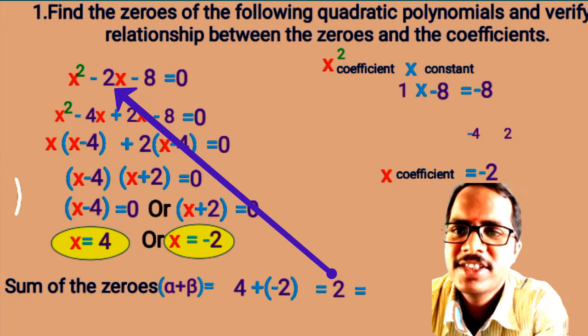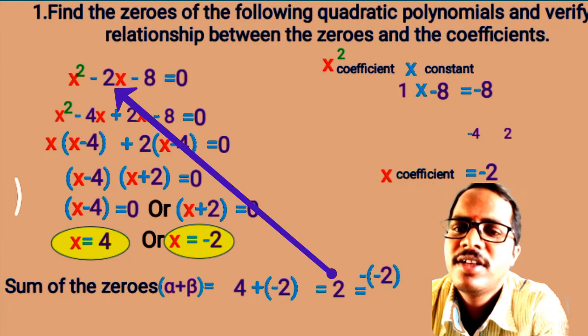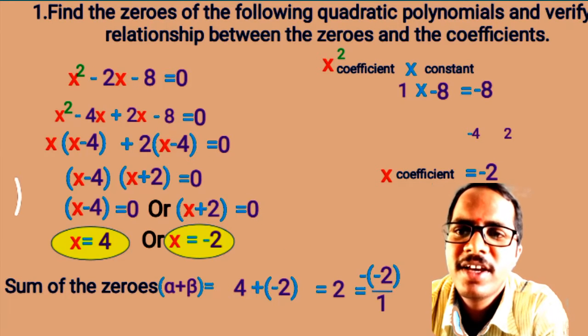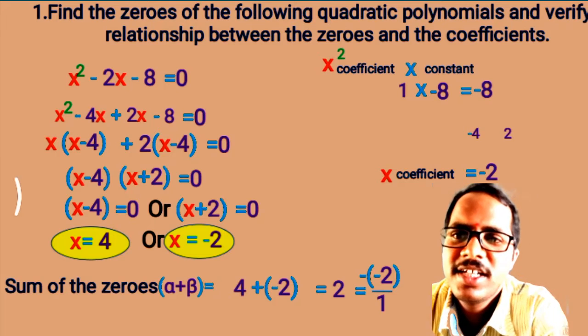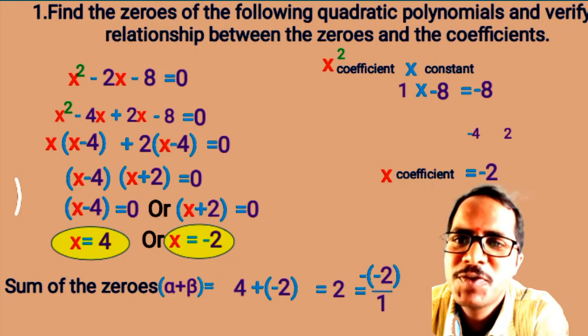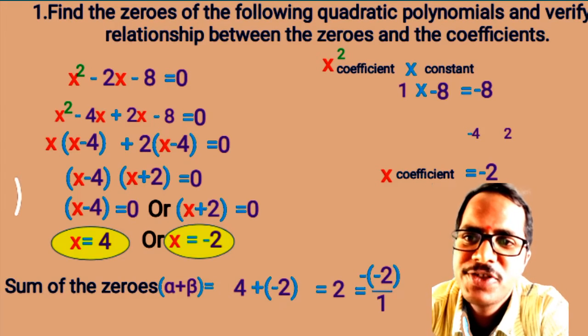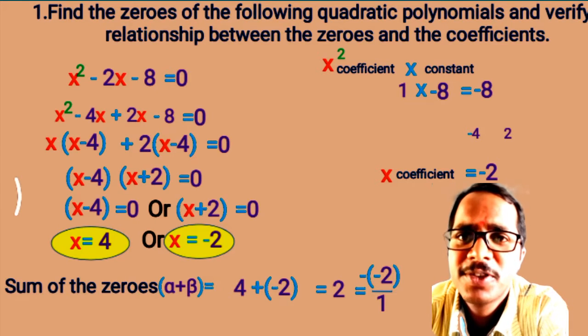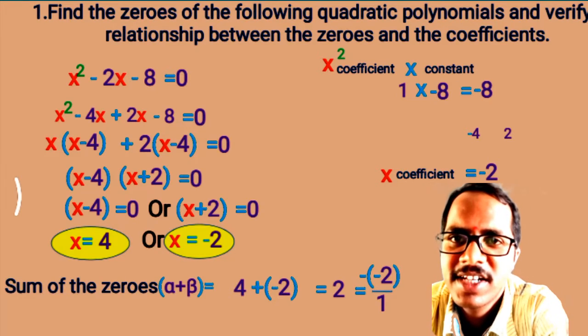So now we can write this positive 2 as minus into minus 2 by 1. So what we did here, we expressed the positive 2 as minus into minus 2 by 1, so that we can compare this fraction with the coefficients of the given quadratic polynomial.